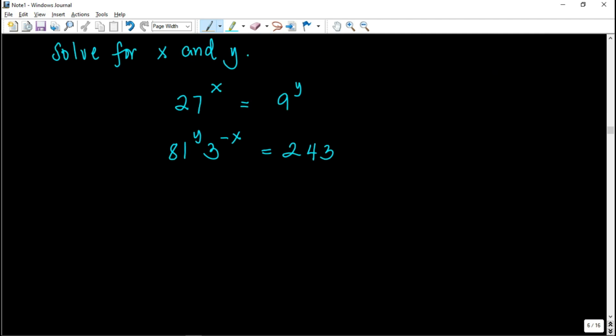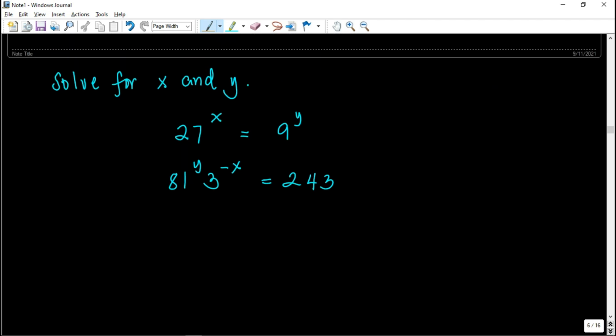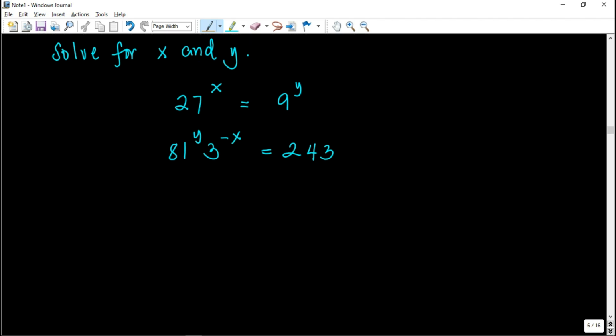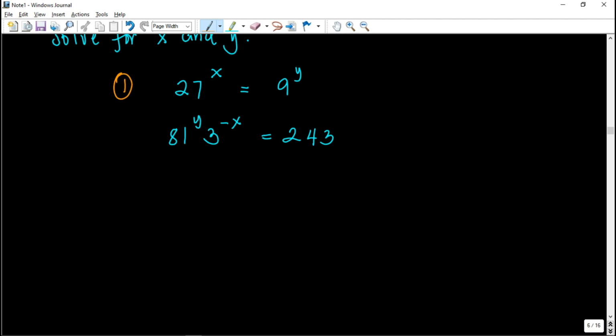Okay, so let's go to this problem. Medyo iba tong problem because here, hinihingan tayo ng x and y. So, solve for x and y. In this equation, we have here 27 exponent x is equal to 9 exponent y. So, pag dalawang unknown, dalawang variable, dapat dalawang equation din. So, binigyan tayo ng isa pa. So, 81 exponent y times 3 exponent negative x is equal to 243. Let's find equation out of those exponents. From the first expression, we have here first equation, second equation.